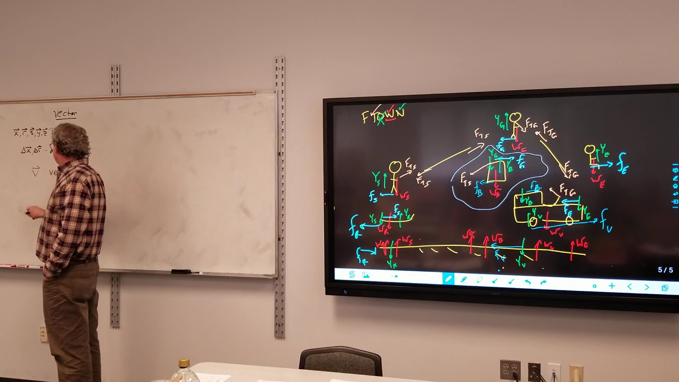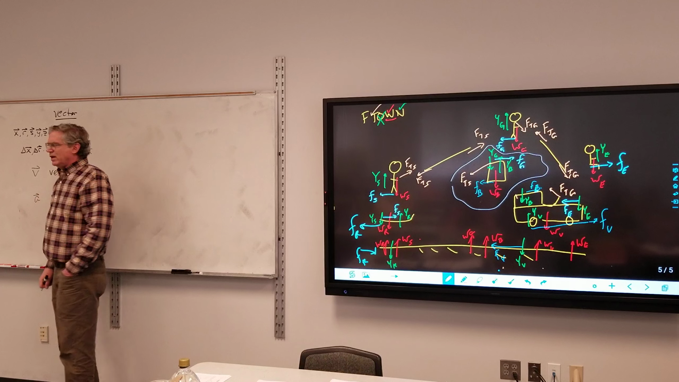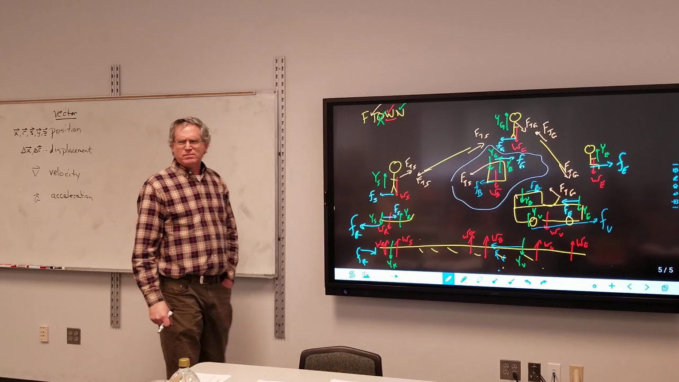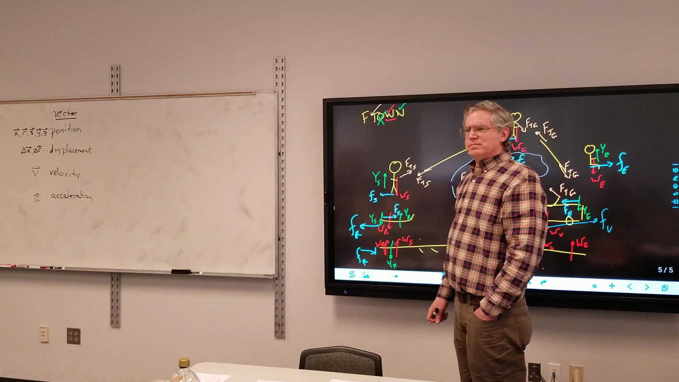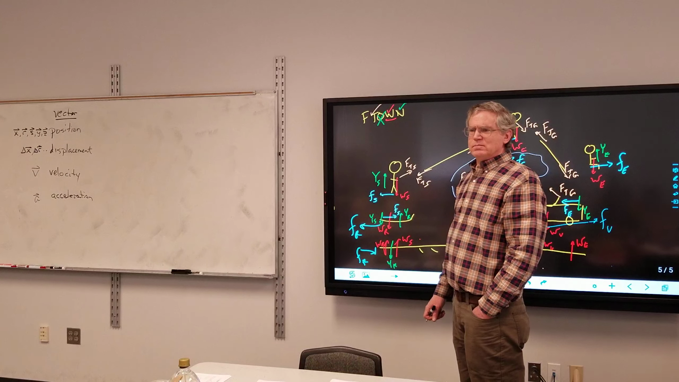Velocity is v, acceleration a. And I think we did this on the first day. There's sort of deja vu to it. I think we did. Yeah, we did. We did force, position, displacement, velocity, and acceleration for vectors, and we had our scalars.